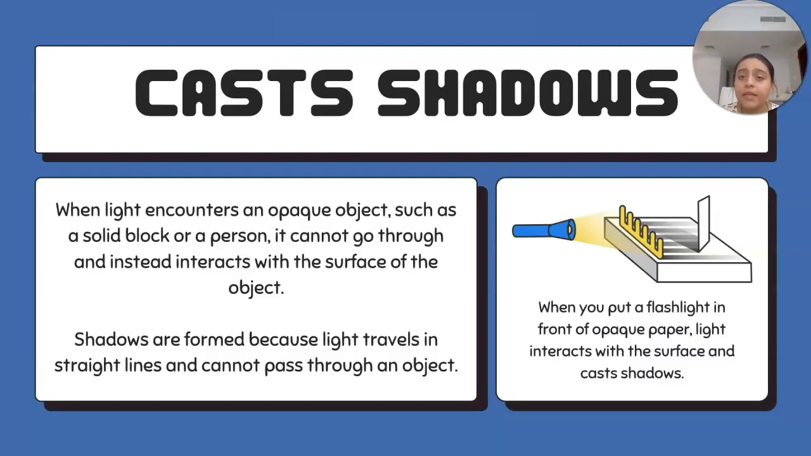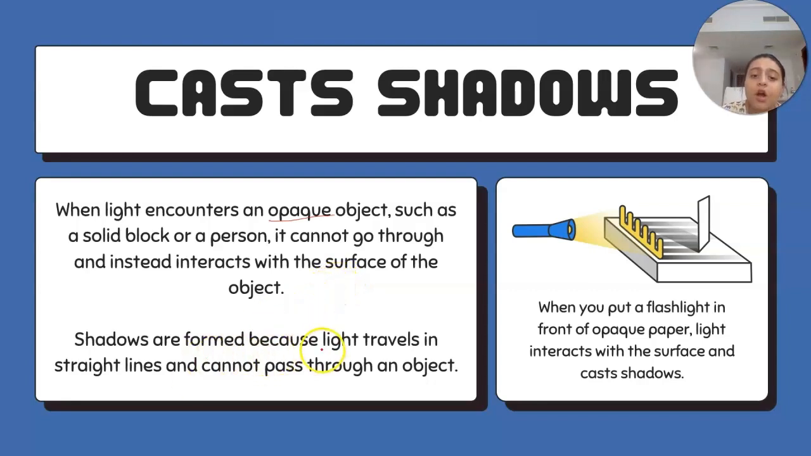We have already learned them in the sixth class, where we learned about certain objects which can cast shadows. Do you know what they are? However, we are going to learn them again. So for this point, light casts shadows. As you can see, when light encounters an opaque object, I think now you remember the three types of objects we learned in class 6: transparent, translucent and opaque. An opaque object is the one which can cast a shadow, such as a solid block or a person. Light cannot go through it and instead interacts with the surface of the object. The light cannot go through the object, so it casts a shadow.